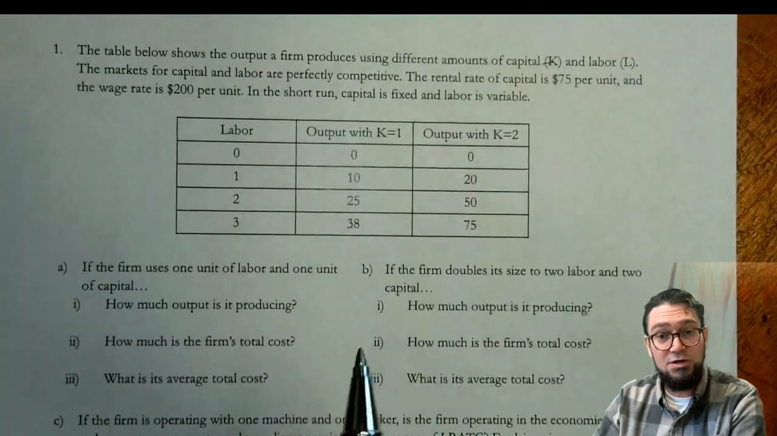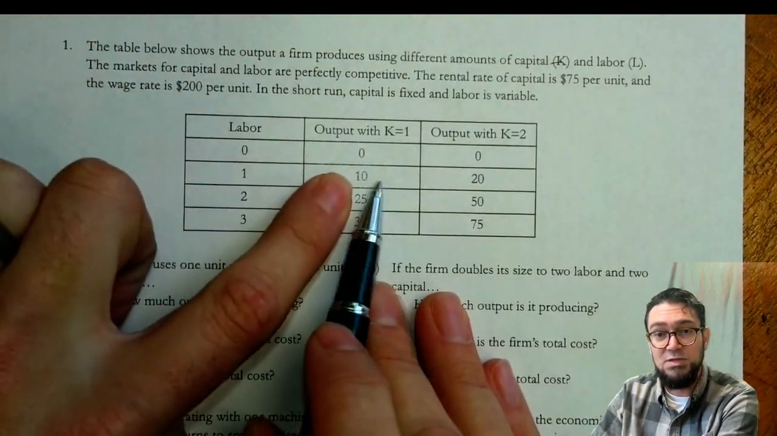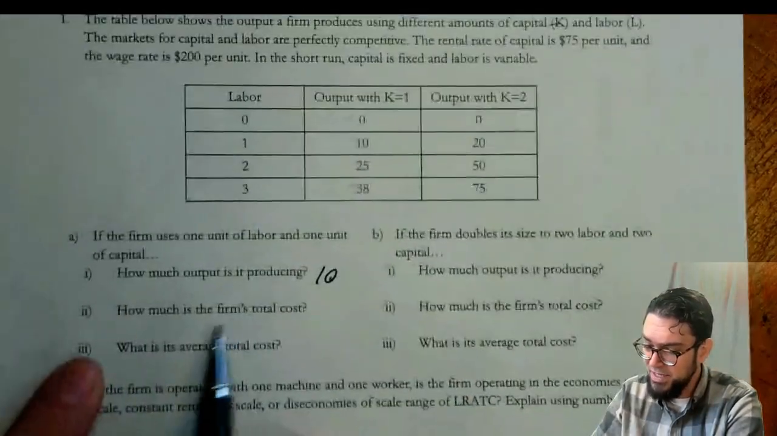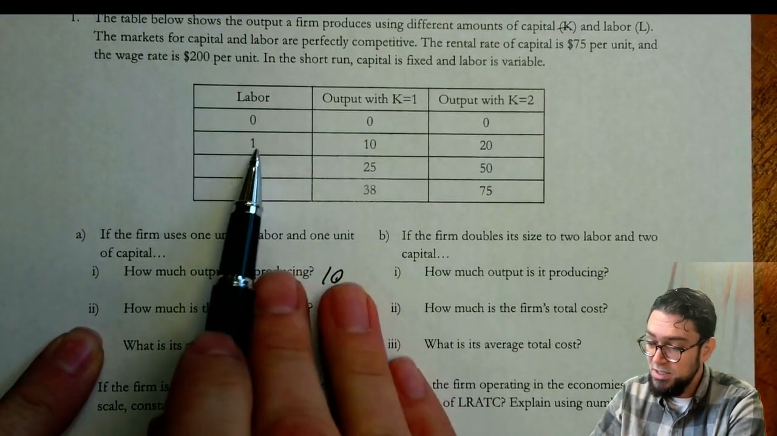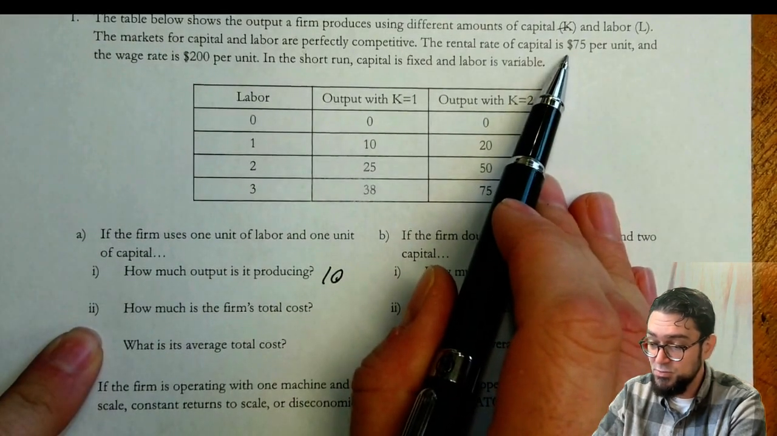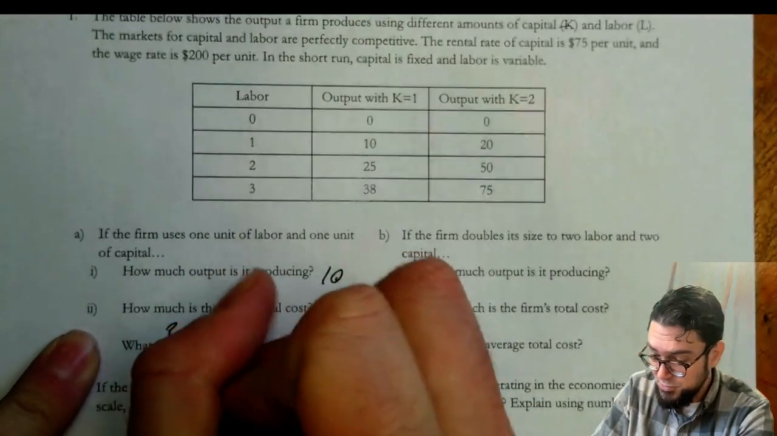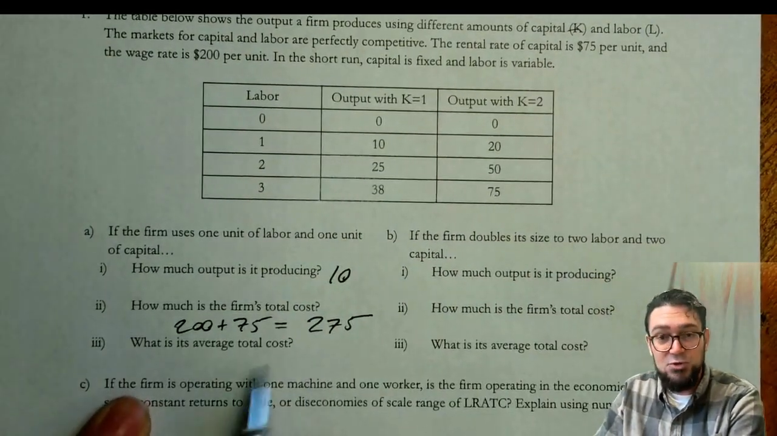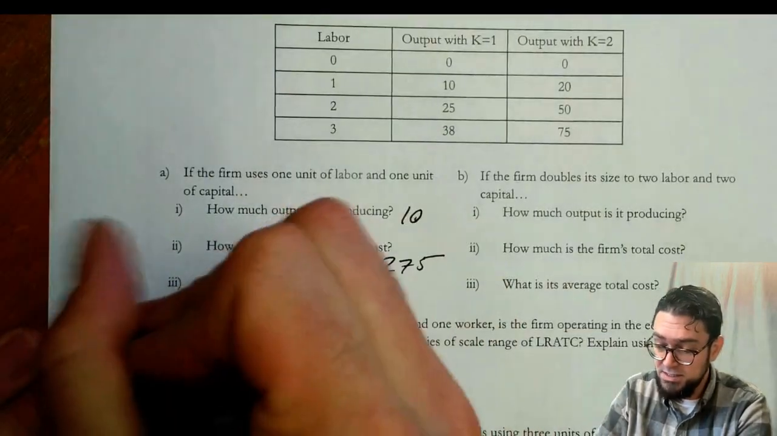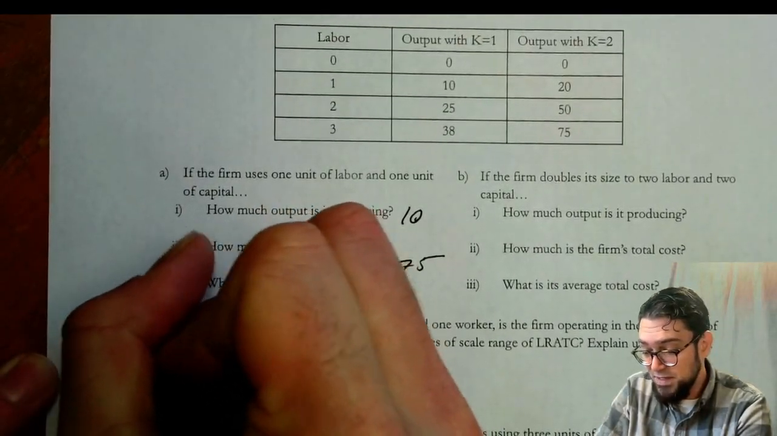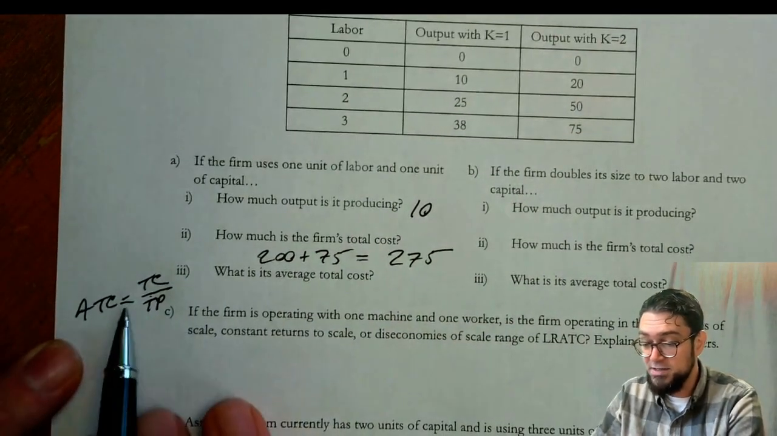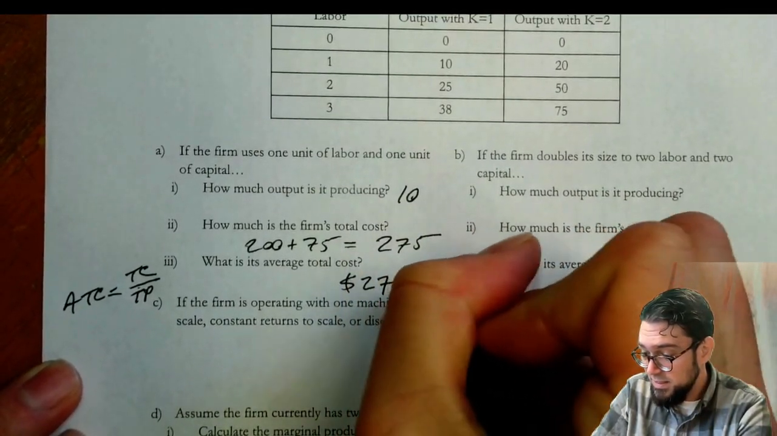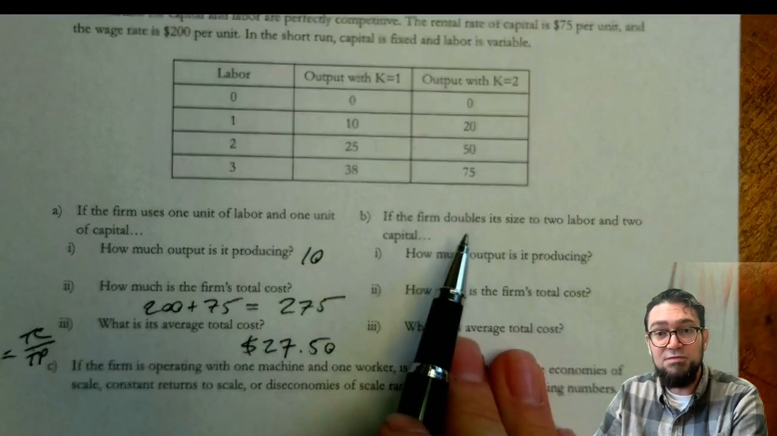Now, if the firm uses 1 unit of labor and 1 unit of capital, we're going to look in the table, and we see that's here. How much output is it producing? Well, it's producing 10 units. And then A2, how much is their total cost? Well, we know one worker is 200, and the rental rate of that one machine is 75. So we say 200 plus 75 equals 275. And what's its average total cost then? If we know their total cost is 275, then we take our total cost and divide by our total product to get our average total cost. So 275 over 10 is $27.50.